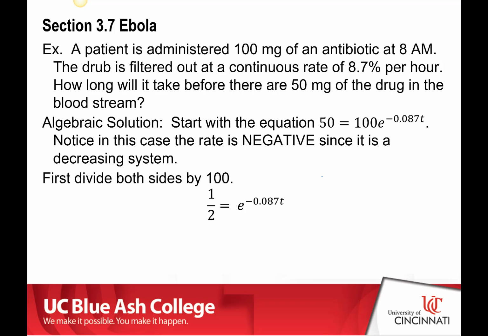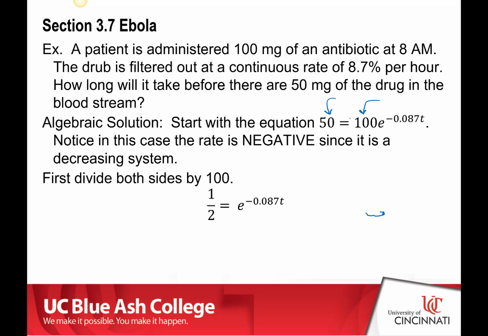Okay, so let's start out with our equation. We know that for half-life we want half of whatever it was we started with. We started with 100. We want to end up with 50. So there's our 100, there's our 50.